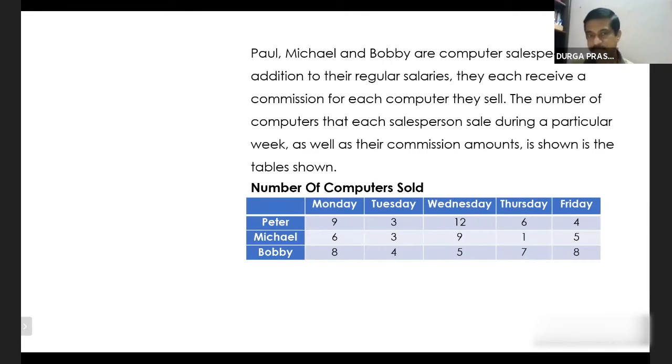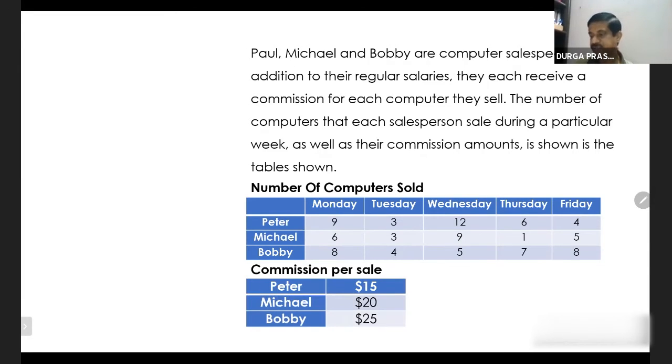Look at this. Peter, on Monday, sells 9 computers. Mikhail sells 6 computers, and Bobby sells 8 computers. On Tuesday, those are the numbers. Okay, so against them, what is the commission that is paid? Peter is paid $15 per computer he sells. Mikhail is paid $20 per computer he sells. And Bobby is paid $25 per computer he sells.